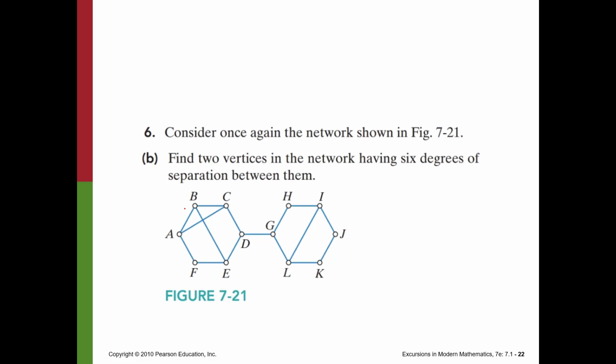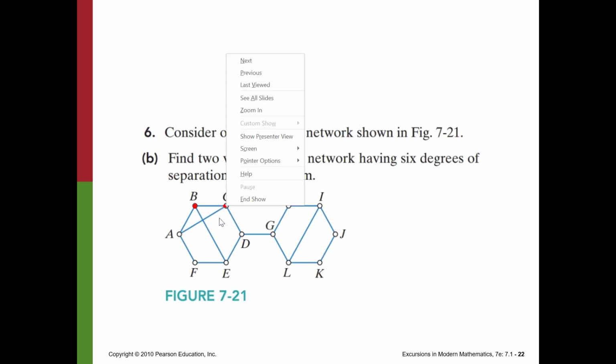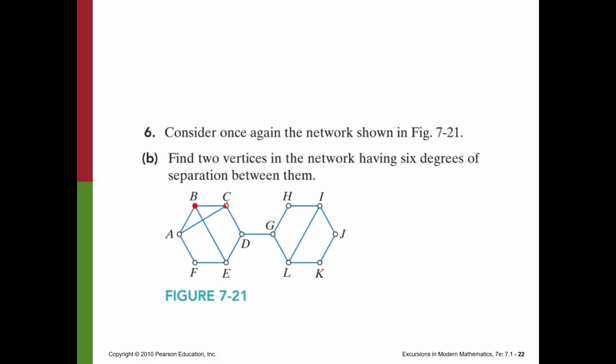Find two vertices in the network having 6 degrees of separation. And so then we already had found 5. So 5 from B to C, and then from C to D, and then from D to G, and then from G to H, and then from H to I.